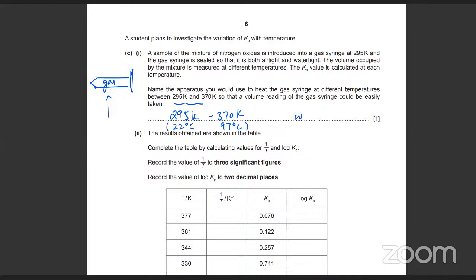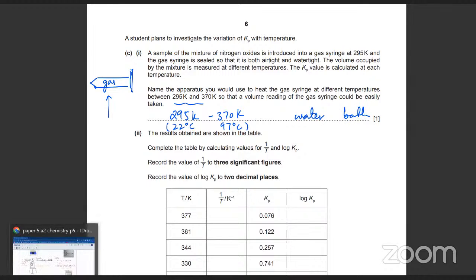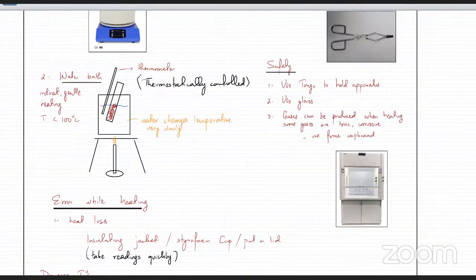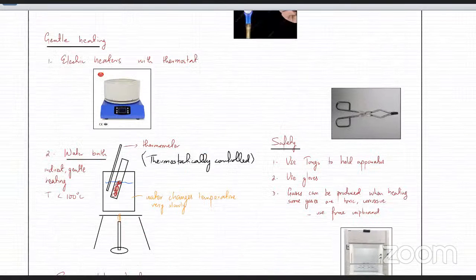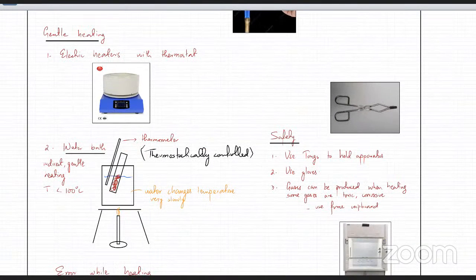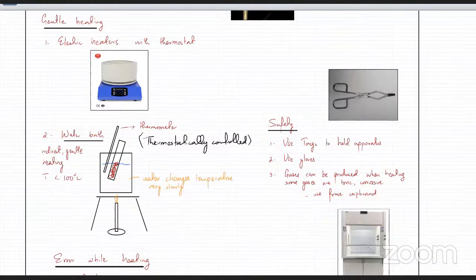Is that clear? So, when do we use these electric heaters with thermostat? What I could do is use the electric heater with a thermostat with the water bath. Like if I want to heat a beaker which has a liquid in it, I'll probably use an electric heater. Like if I want to heat a beaker to 50 degrees centigrade.